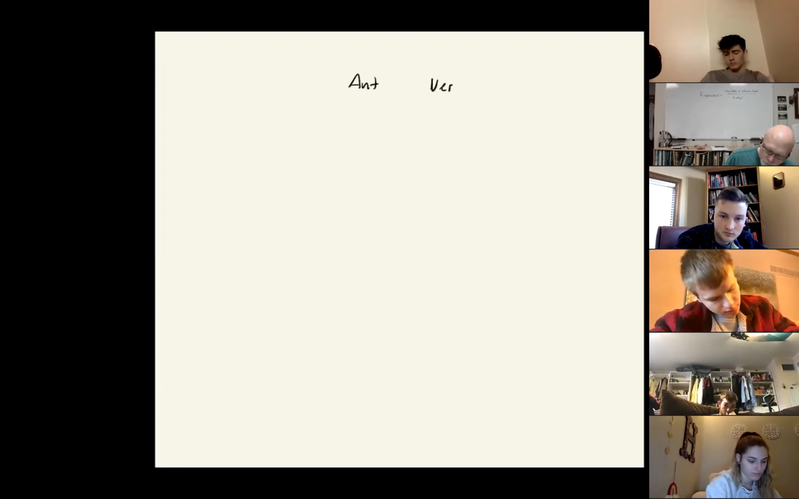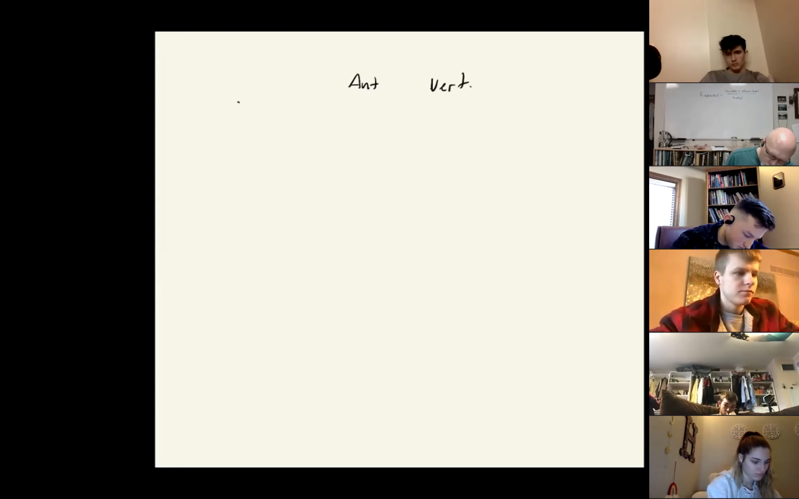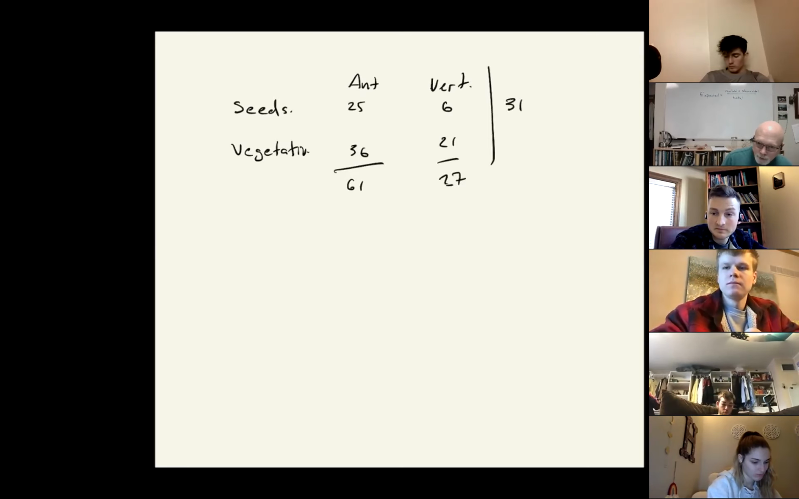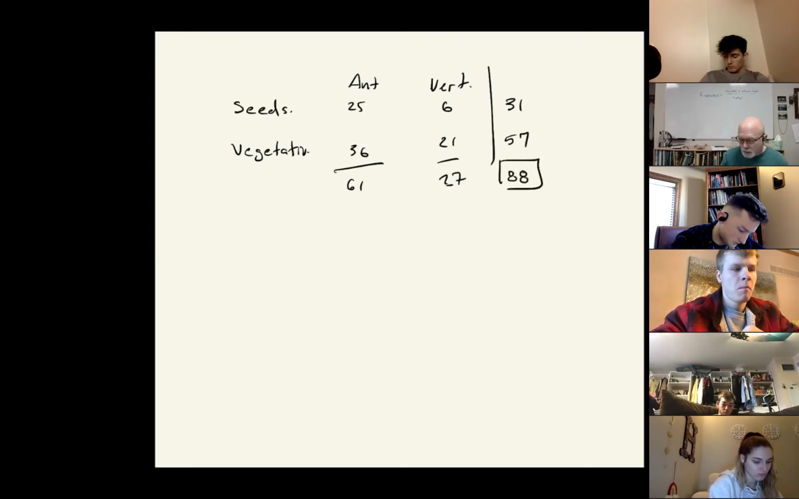Yep, okay. So what we have here is ant dispersal versus vertebrate dispersal. We have regeneration by seeds or vegetative regeneration. And we have 25 species in this category, 6 species in this category, 36 here, and 21 here. That gives us a total of 61, total of 27. And along the columns, we have a total of 31, and we have a column of 57. And then the grand total there is 88 different species of plants. And so this is the observed matrix.